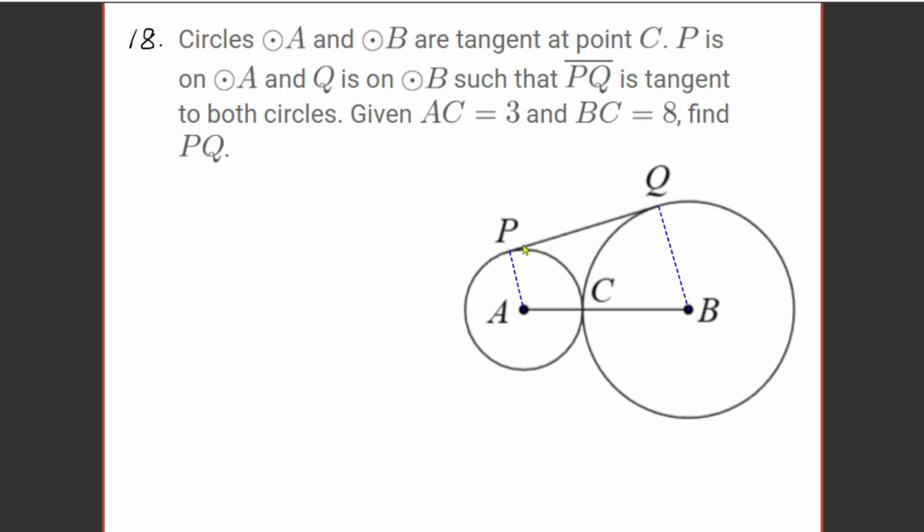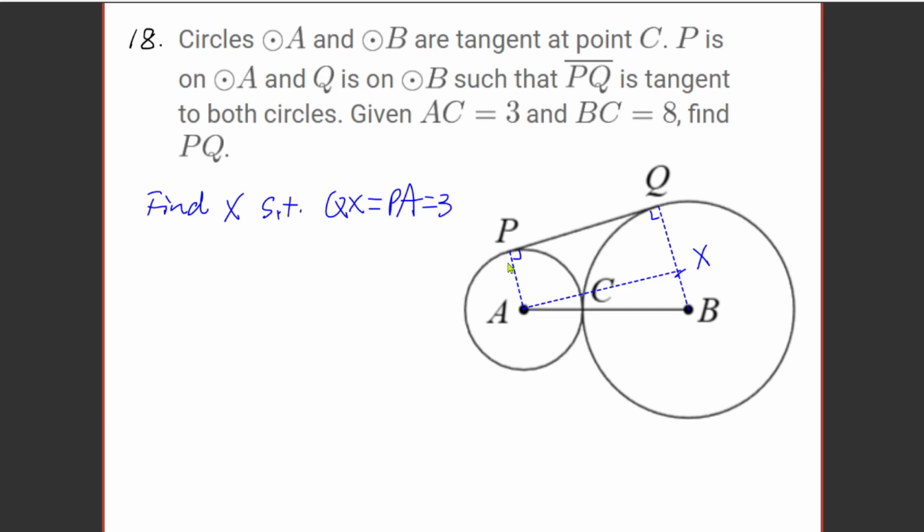So if PQ is tangent to both circles, we know this angle is 90 degrees and this angle is also 90 degrees, right? And we also could find a point X on BQ such that QX equals PA, which is 3, right? So we could find X such that QX equals PA equals 3. This is possible, right? Now let's call this point X.